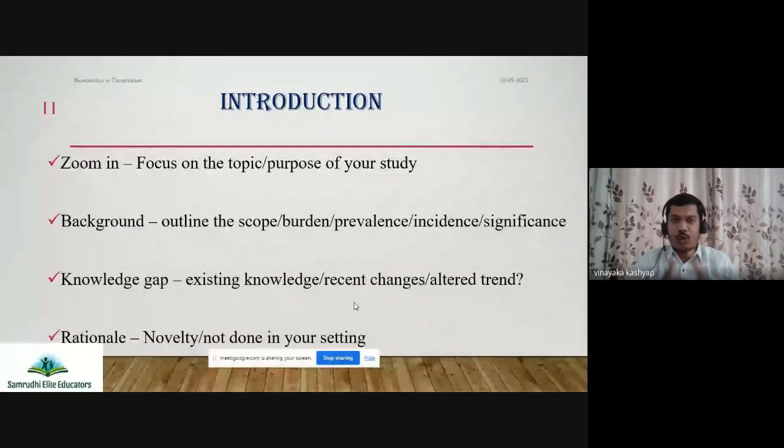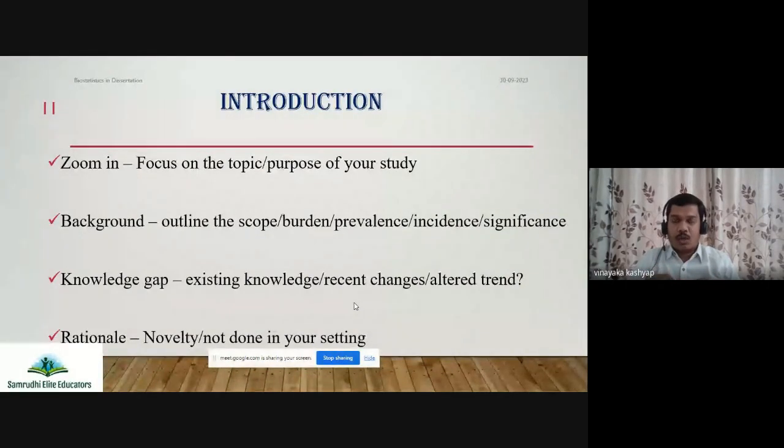Okay, so coming to introduction. You are supposed to write the introduction in maybe a page or 1.5 pages, but not more. It is just an introduction to what you're going to do. So the first point is to zoom in. You have to focus on the topic. That is, what is the purpose of your study? Why have you selected this particular topic? And then you have to write a background. That is, what is the scope?